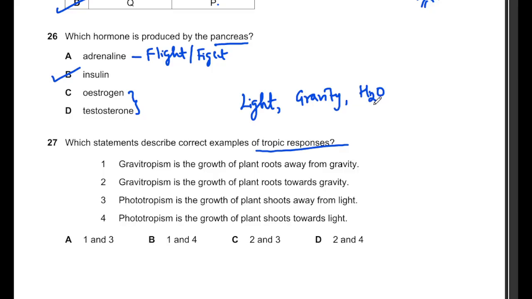Okay, so now let's see. Gravitropism is the growth of plant roots away from gravity. No, right? So plant roots towards gravity? Yes. Phototropism is the growth of a plant shoot away from the sunlight. No, it is going towards the sunlight, right? The plant needs light for oxygen production. So it must be phototropism is the growth of a plant shoot towards light. So basically 2 and 4 are the correct ones. So we pick 2 and 4 with this option D.